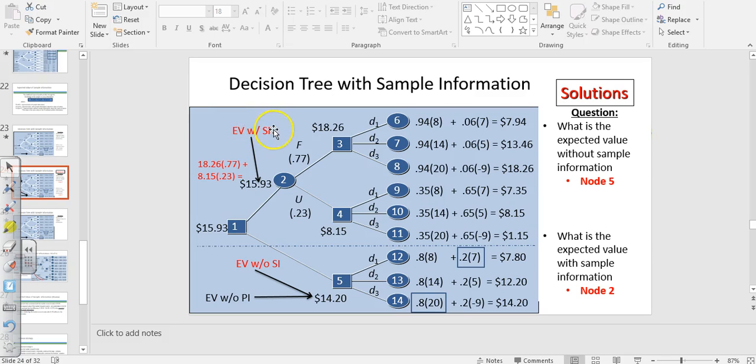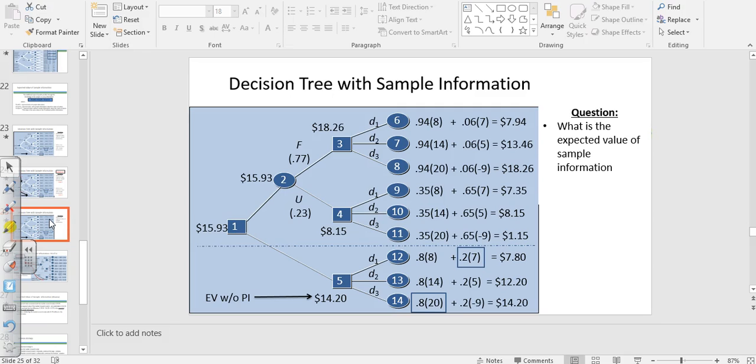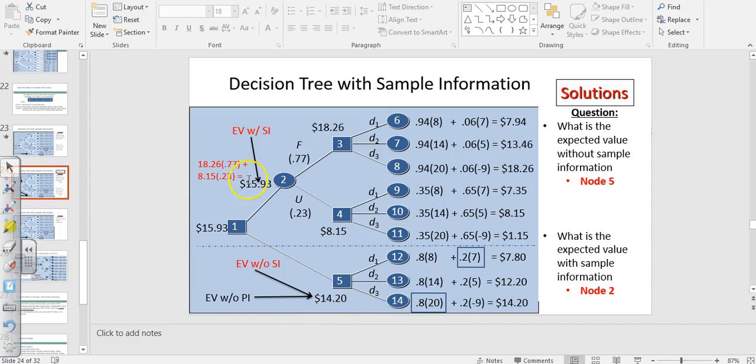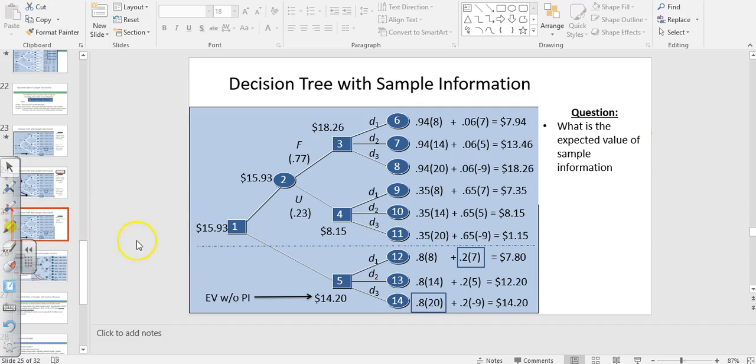So considering the market research study, or the extra data, the newer data, is expected value with sample information. So that was an expected value of 15.93. So expected value without sample information, 14.2. And what is the expected value without sample information? That's correct, 14.2. What is expected value with sample information? Node 2, that is correct. And it shows you how the calculations, which we showed before. Okay. And what is expected value of sample information? Well, remember, expected value of sample information is just taking with sample information and subtracting without sample information. So it's 15.93 minus 14.2. Let's see if they do that.